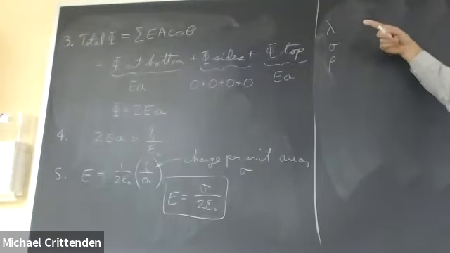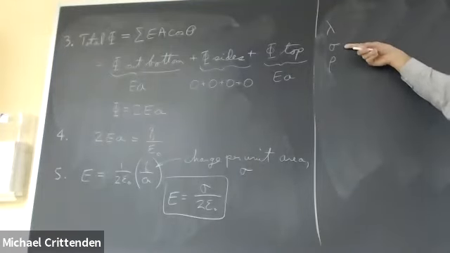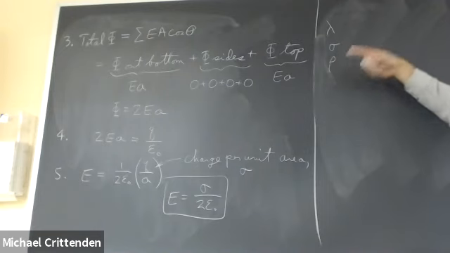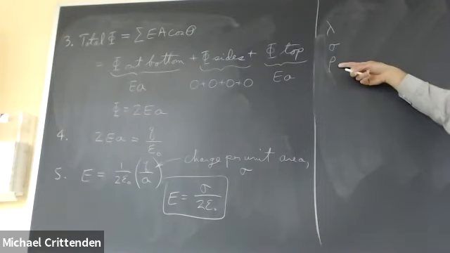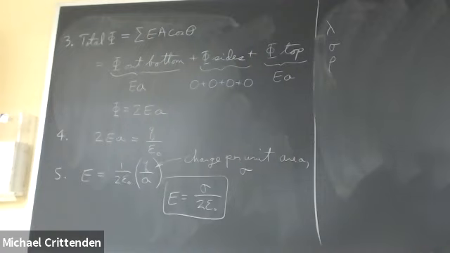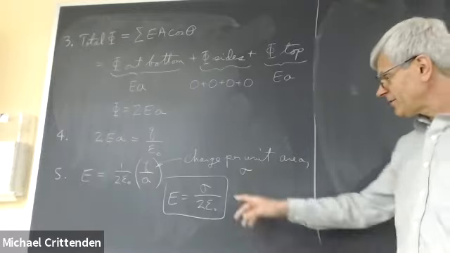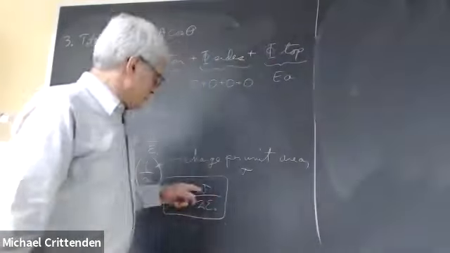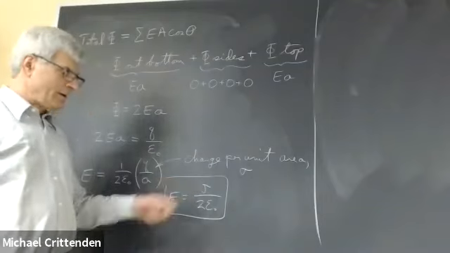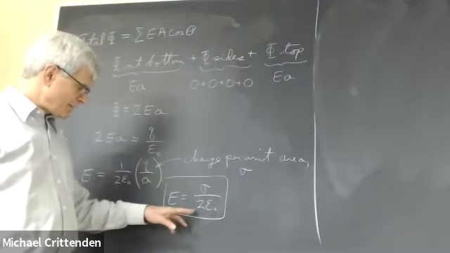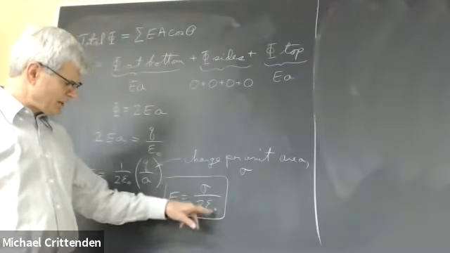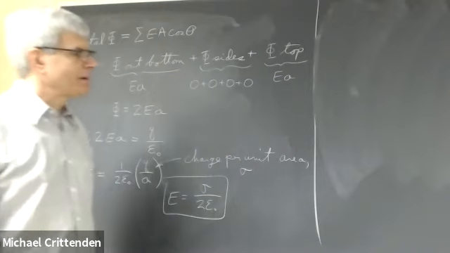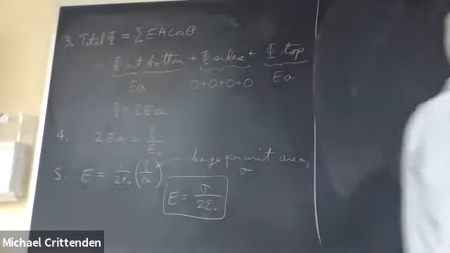Linear charge density, lambda; two-dimensional, an area charge density, sigma; three-dimensional, a volume charge density, rho, and that's the usual notation for that. So the answer is the charge per unit area of this sheet over 2 times the proportionality constant from Gauss's law.